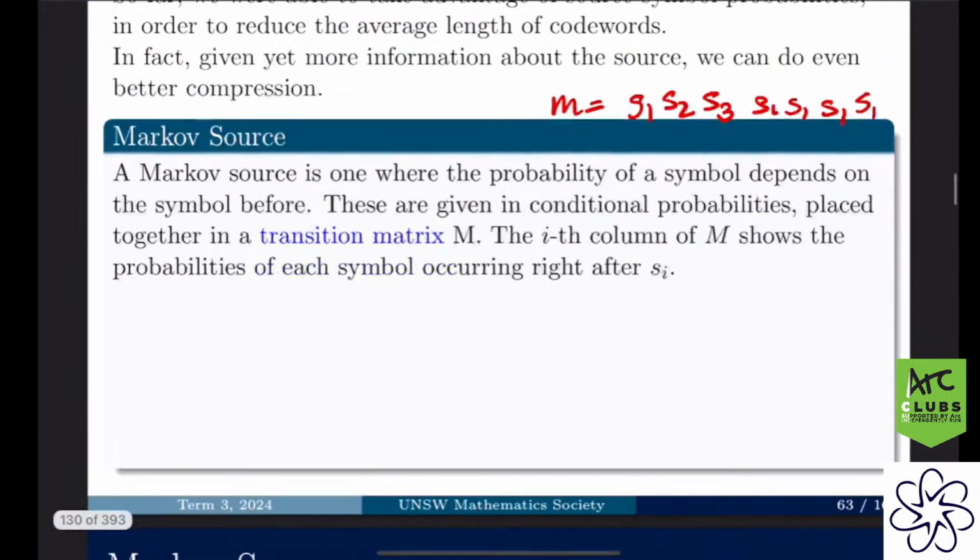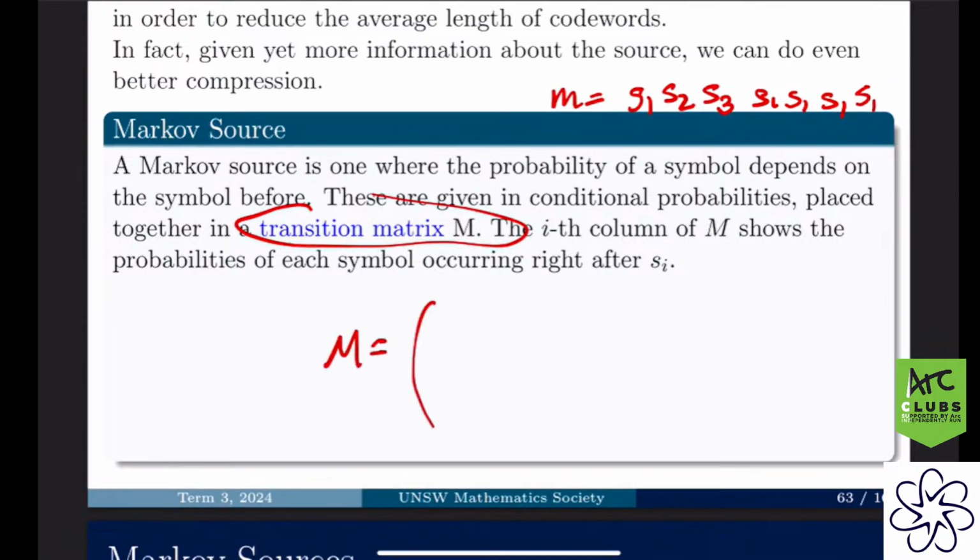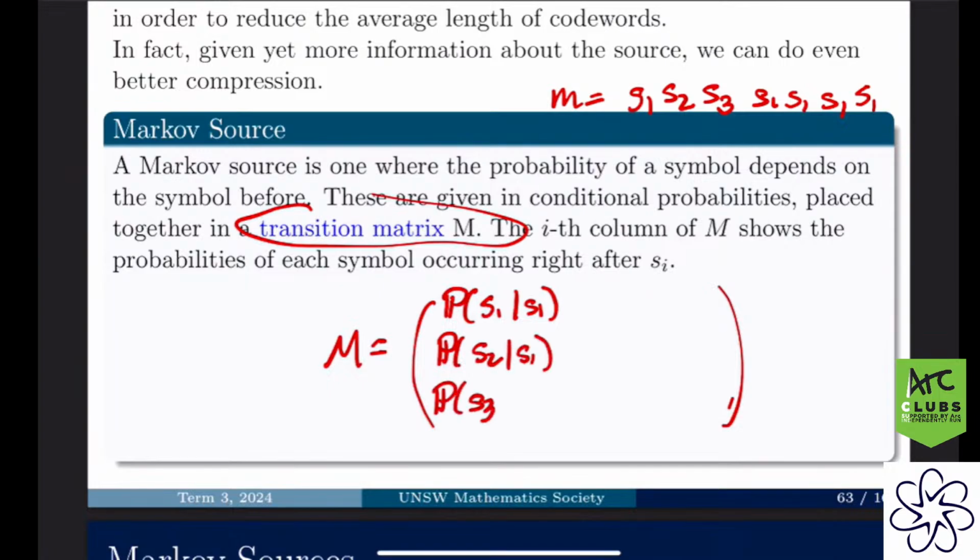The way we write down this Markov source is we place all the probabilities together in this thing called a transition matrix. The ith column of M shows the probabilities of each. So I'm just going to write this down. We have M, and let's say this is the probability of S1 given S1. This is the probability of S2 given S1. This is the probability of S3 given S1. And this one would be the probability of S1 given S2. And that's all I'm going to write out. It continues.